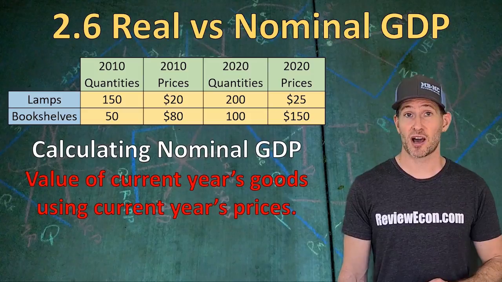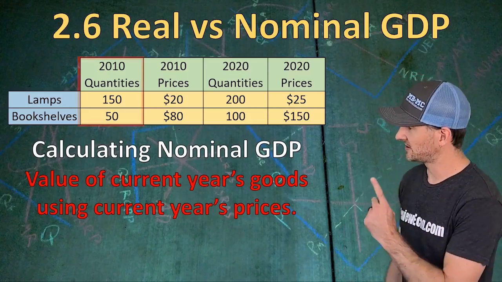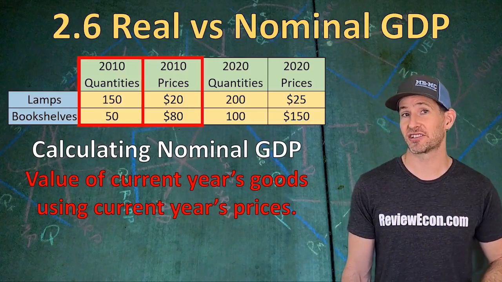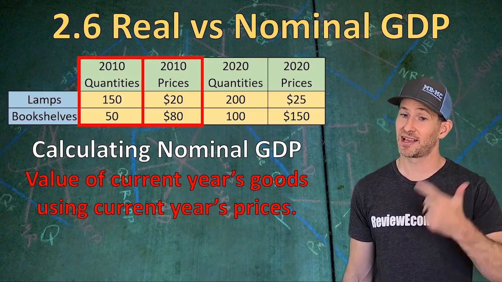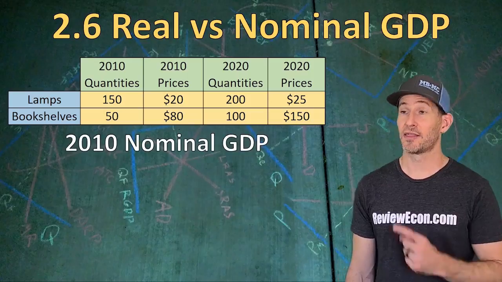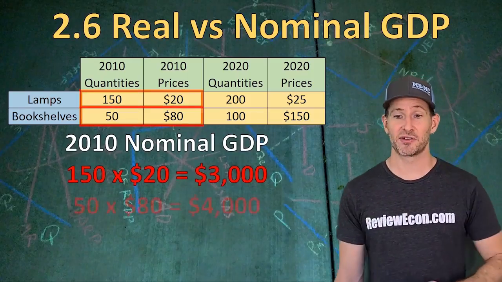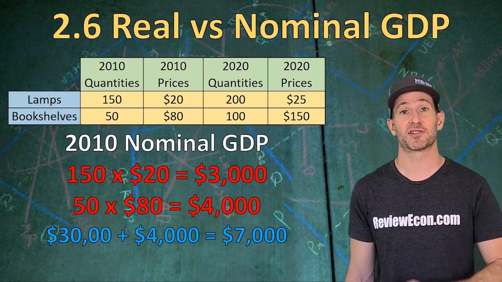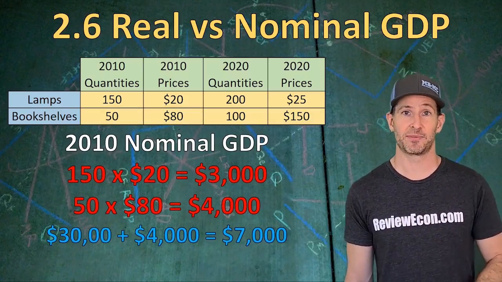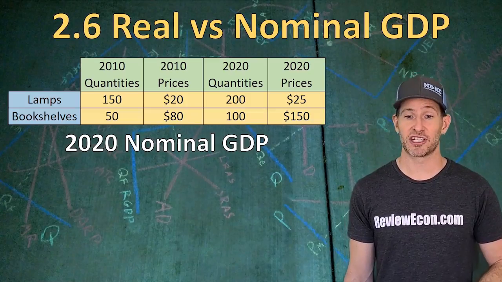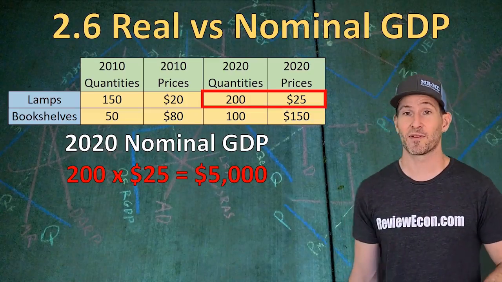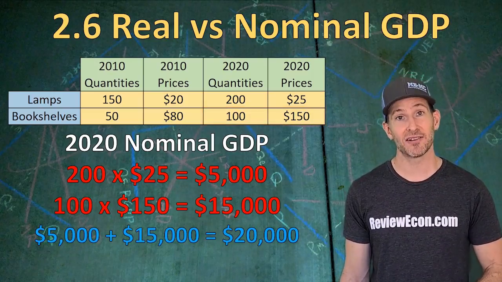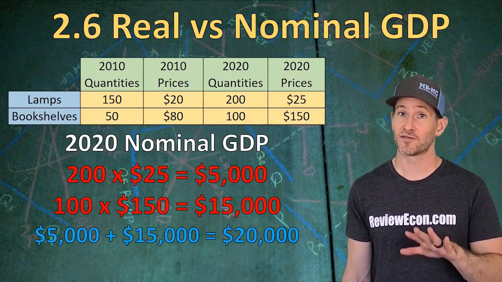First, we're going to calculate the nominal GDP for 2010. We have 2010's quantities and 2010's prices. This is for a fictitious economy that only makes lamps and bookshelves. We're going to multiply the 2010 quantities times the 2010 prices, and that gives us $7,000 for this country's 2010 nominal GDP. For 2020, the nominal GDP is the 2020 prices times the 2020 quantities. That gives us $20,000 of nominal GDP for 2020.